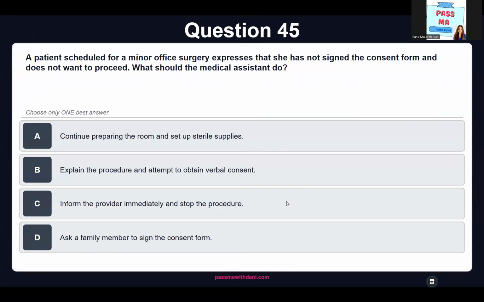All right, question 45. A patient scheduled for a minor office surgery expresses that she has not signed the consent form and does not want to proceed. What should the medical assistant do? A, continue preparing the room and set up sterile supplies. B, explain the procedure and attempt to obtain verbal consent. C, inform the provider immediately and stop the procedure. Or D, ask a family member to sign the consent form.